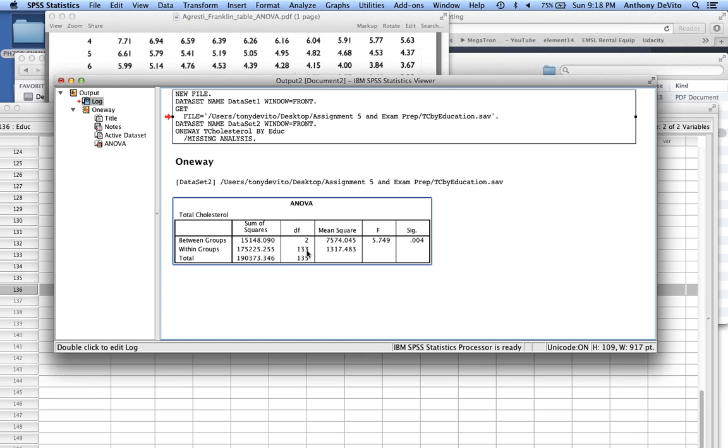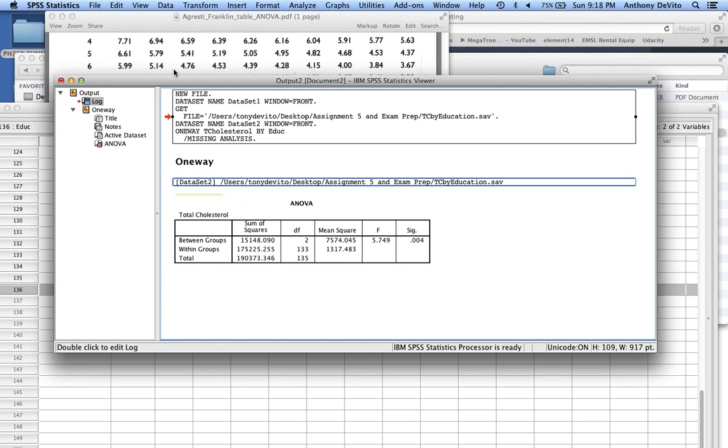It says 133. Actually, they're adding the degrees of freedom together. We're not using the 135. We're only using the 133: 2 into this number, 133 into this number, and this is the total sum of squares, and that's 135. We're not using this in this particular analysis. That may have some interest for some other analysis, but for this analysis, we're just using these two lines right here. If you actually divide that out, you should get these same numbers.